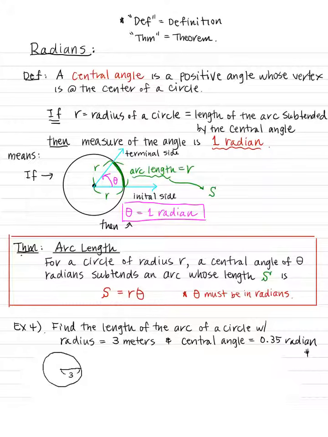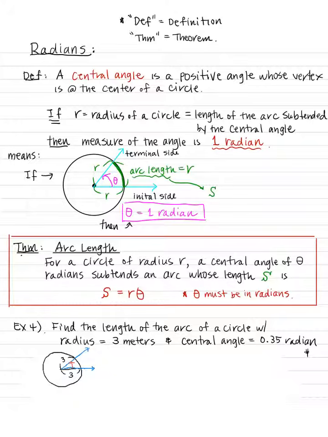Okay, and then let's just say that, hold on, let me change the color a little bit. Okay, so I'm going to start out from here. That's the initial side, and the terminal side, let's just say it's over here. And the radius over here is also 3. Okay, so our theta is between the initial side and the terminal side.